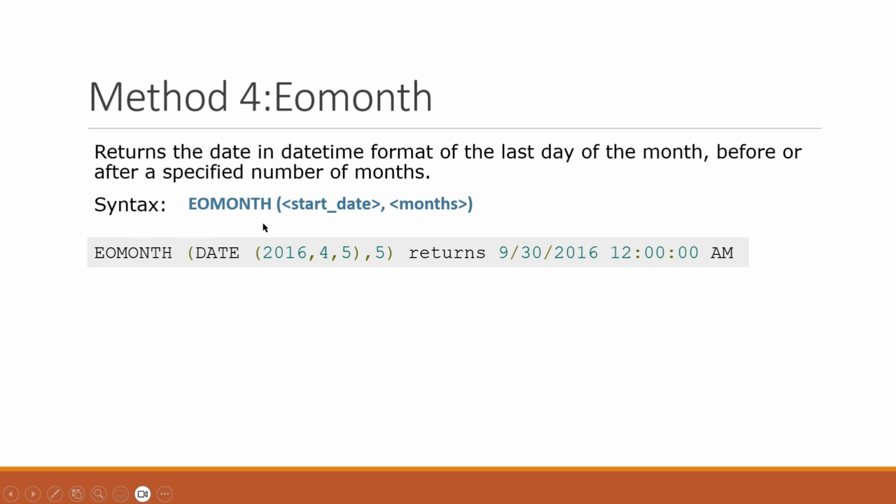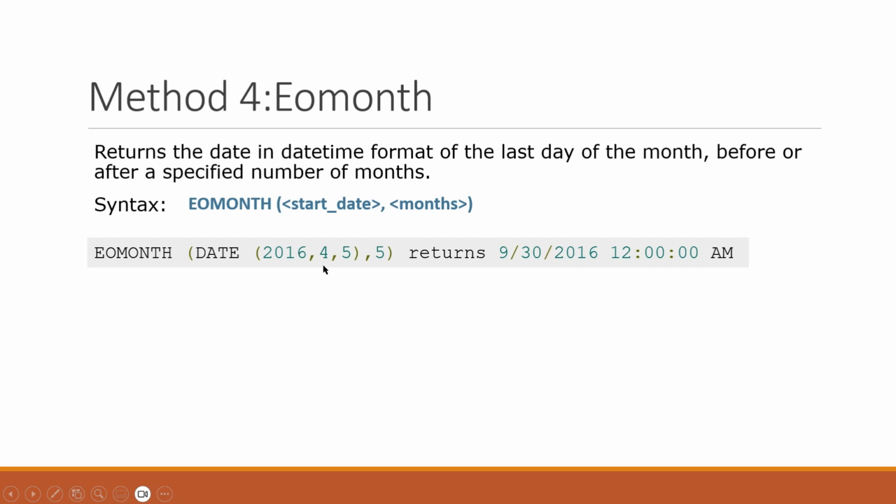The syntax is Eomonth, then here you have to mention the date, and then the specified number of months. For the example, you can see that the end of month date is given as 5th of April 2016, and in the second parameter 5 is mentioned, which is 5 months. So the end of the month will return 30th September 2016.